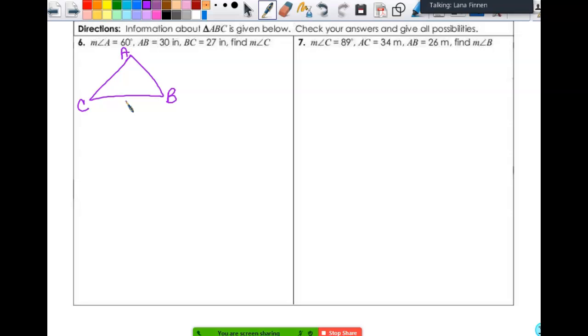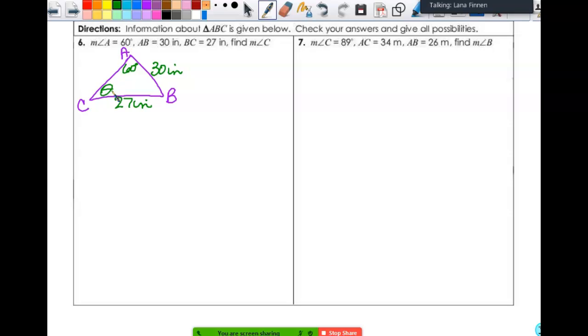So then we'll label what we have. Measure of angle A is 60 degrees. The length of AB is 30 inches. The length of BC is 27 inches. And I want the measure of angle C, so I'm going to call that theta. So when you show your work for your Delta Math, one of the things I'm going to be looking for is your triangles being drawn and labeled. So make sure that you are doing that as part of your work for this.